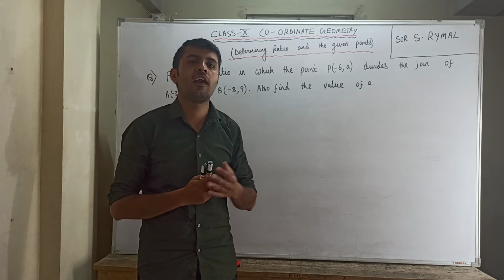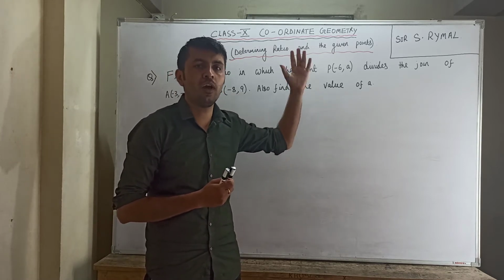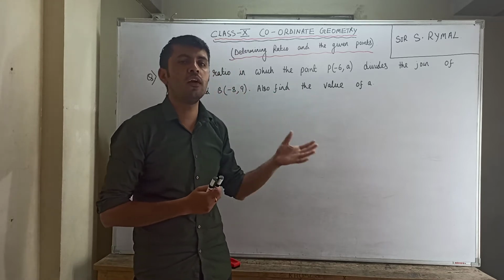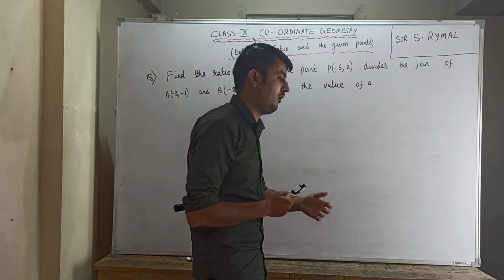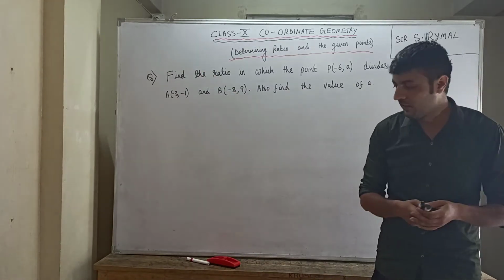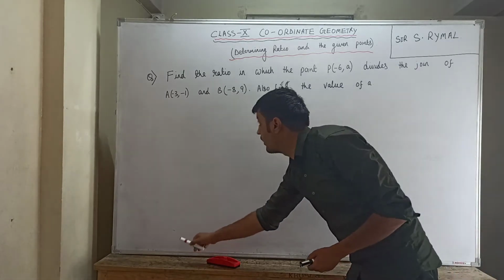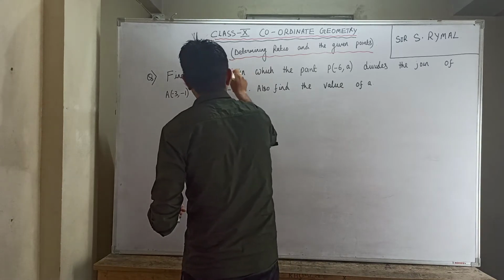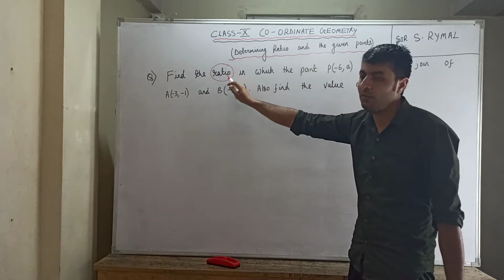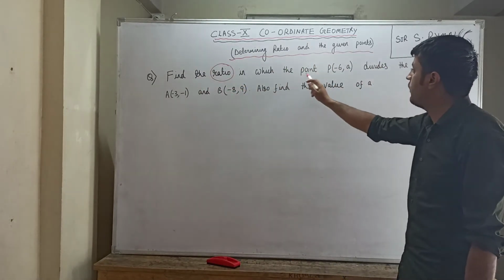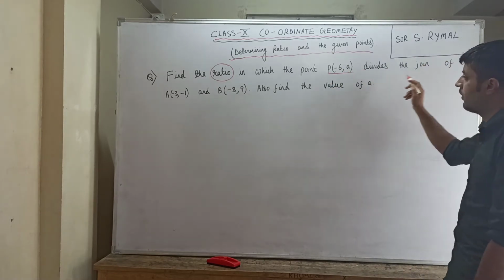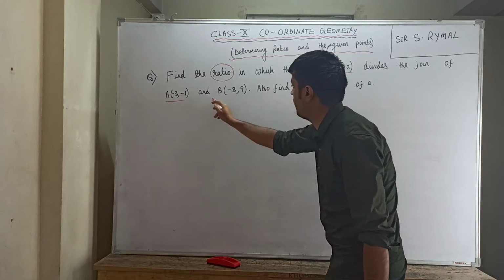Here you have to find the ratio and the given points. You have to find the given points and a particular ratio. So I have taken one problem, as you can see here. Let us go through the problem. They have said, find the ratio. That means we have to calculate the ratio in which the point P (-6, a) divides the join of A and B.